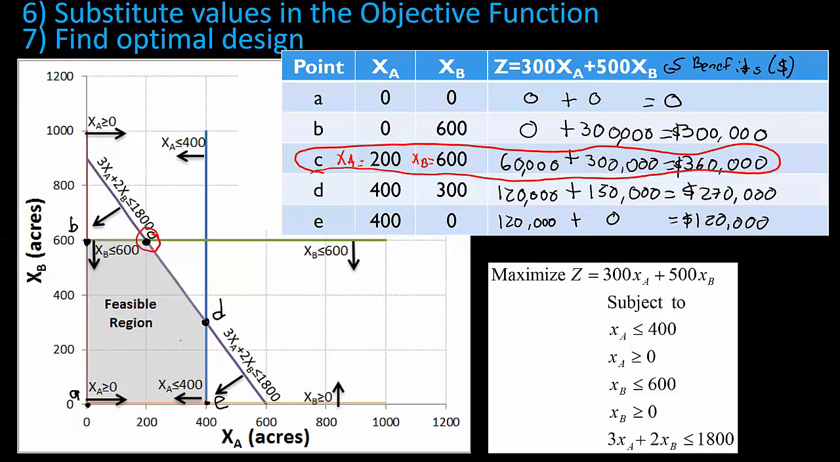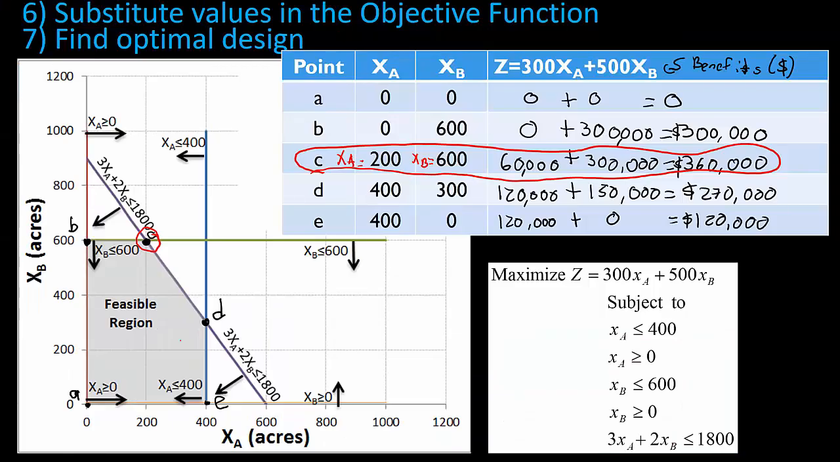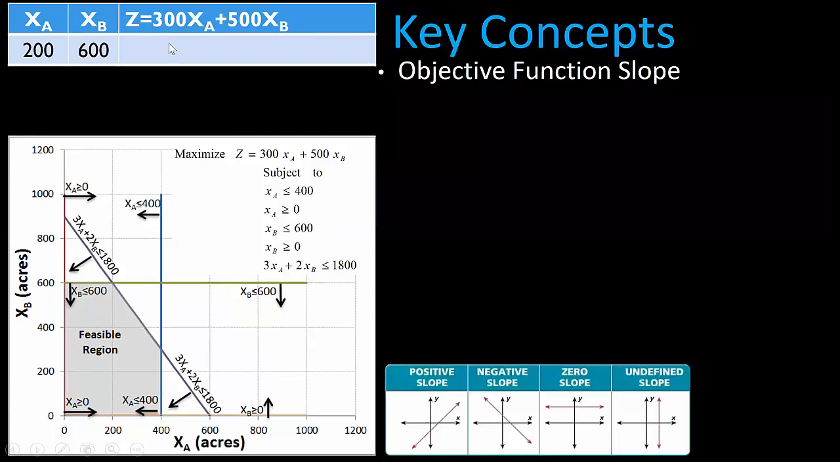Now let me actually talk to you about some key concepts. So far in the previous one, we were just discussing the constraints and then finding this feasible region to estimate the location along this area where we have the most benefits, the most value of this specific equation. So far we haven't actually plotted or worked with this objective function equation. Let's see how that line looks like.